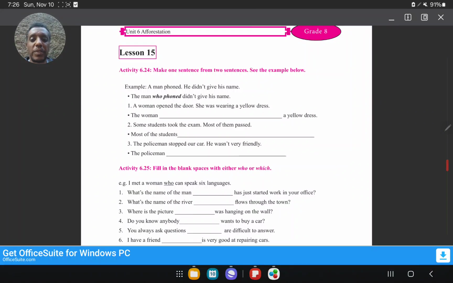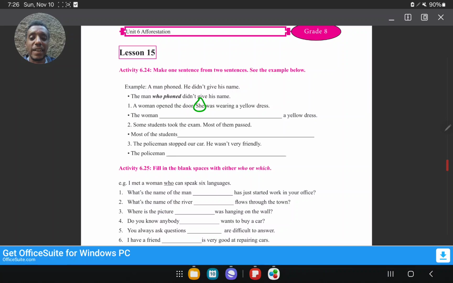Question number 1. A woman opened the door. She was wearing a yellow dress. So the woman who was wearing a yellow dress opened the door, or a woman who opened the door was wearing a yellow dress. Don't forget, you can replace she with who, so it's not important to use she here.